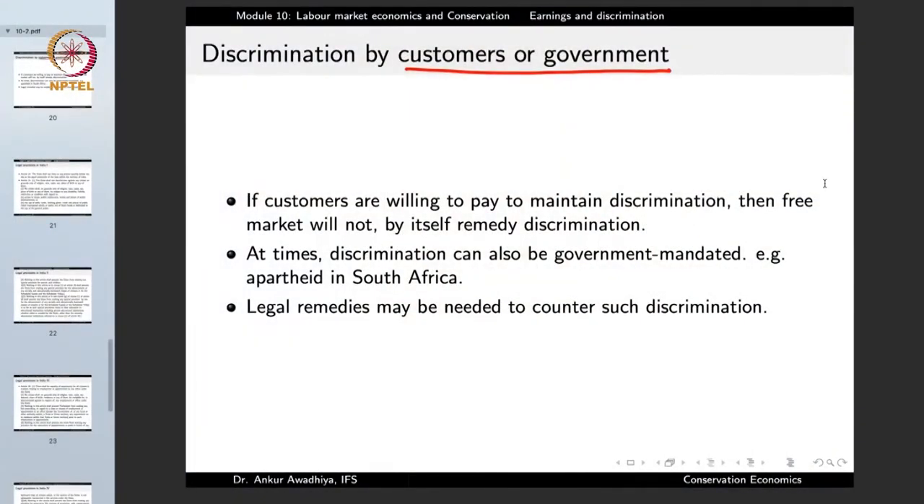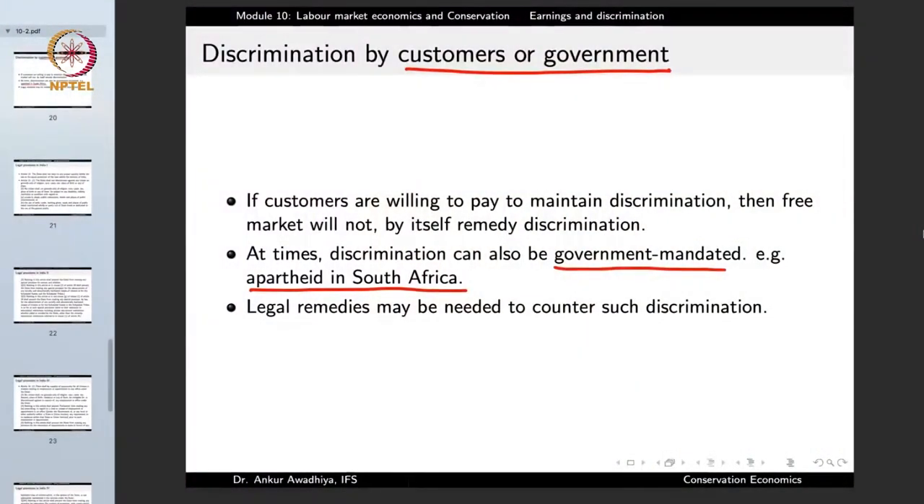In certain other cases, the discrimination can also be government mandated. Example, apartheid in South Africa. So in certain cases, the government may itself say that only people belonging to such and such community are going to get employed. Now, when discrimination is government mandated, then again the free market may not be able to solve the problem. And in such cases, legal remedies may be needed to counter such discrimination.